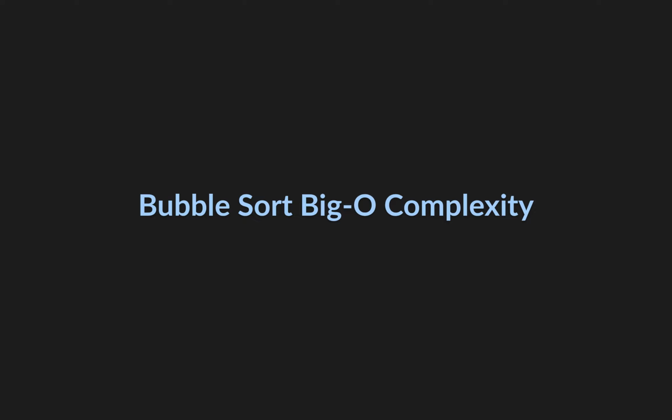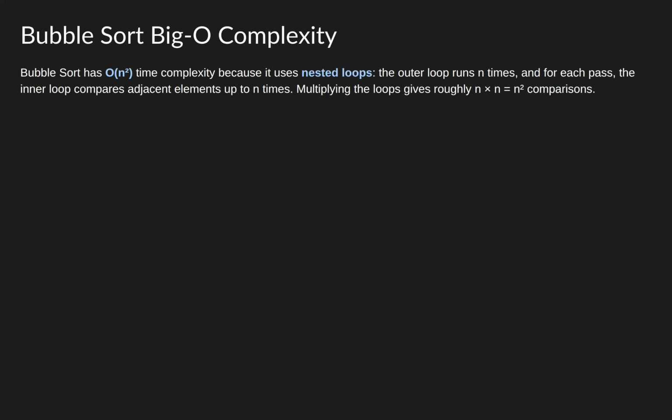Bubble sort big O complexity. Bubble sort has O(n squared) time complexity because it uses nested loops. The outer loop runs n times, and for each pass, the inner loop compares adjacent elements up to n times. Multiplying the loops gives roughly n times n equals n squared comparisons. Worst case, O(n squared). This happens when the array is in reverse order.